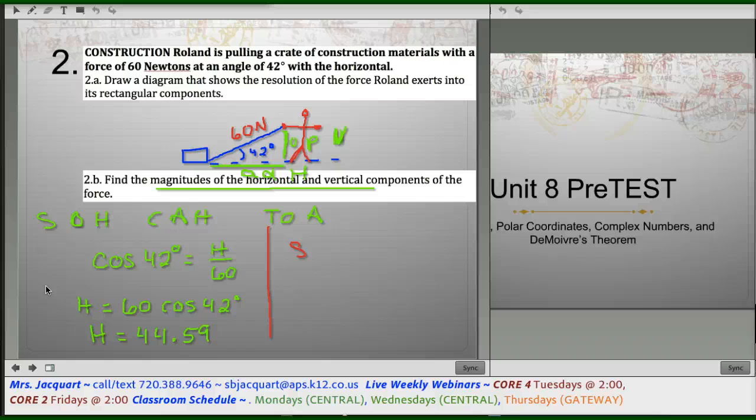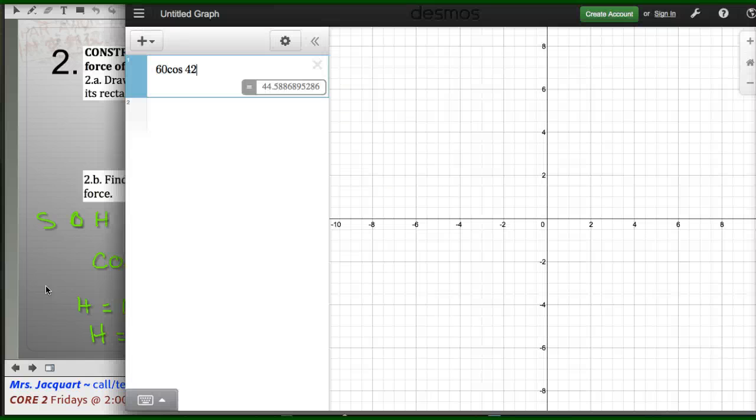That's going to be sine 42 equals opposite over hypotenuse. So your vertical component is 60 sine 42. Let's go to our calculator. Let's change this word to sine. It's really cool that I can do this. And that's going to be vertical is 40.15. And we'll call it newtons.